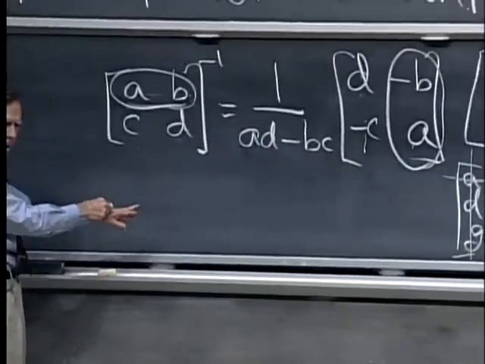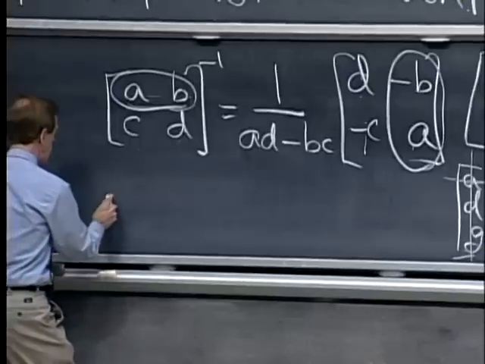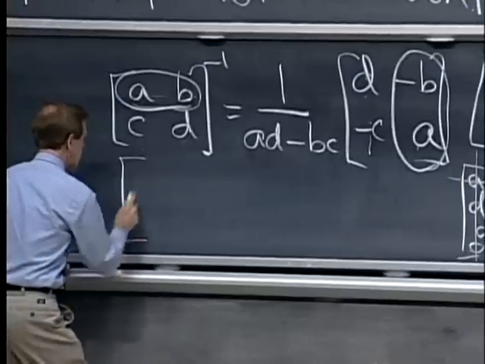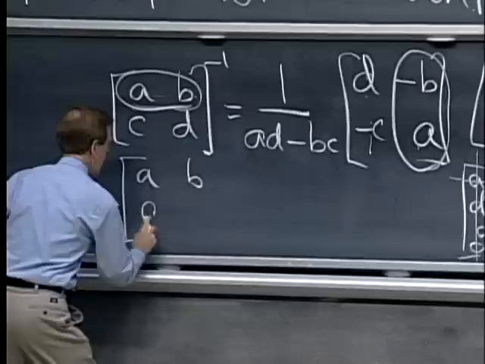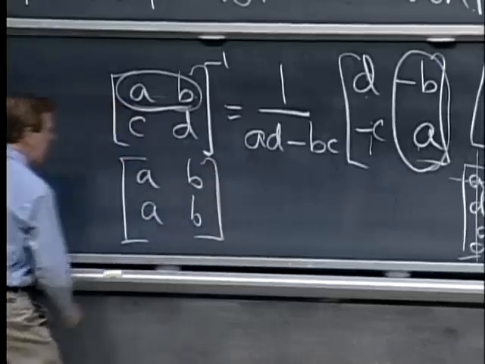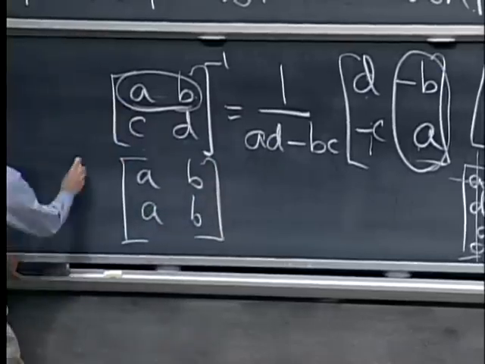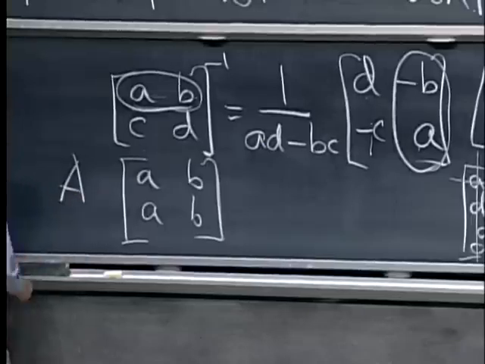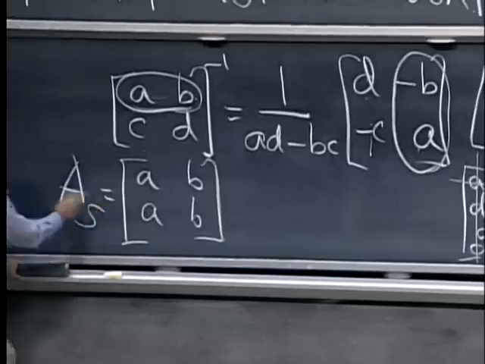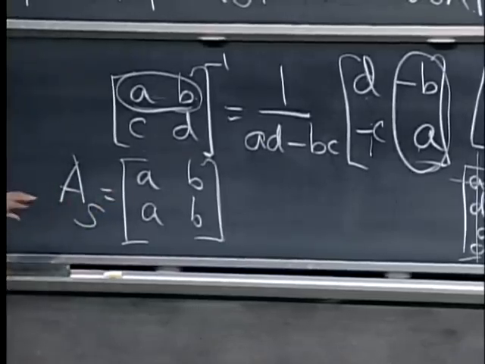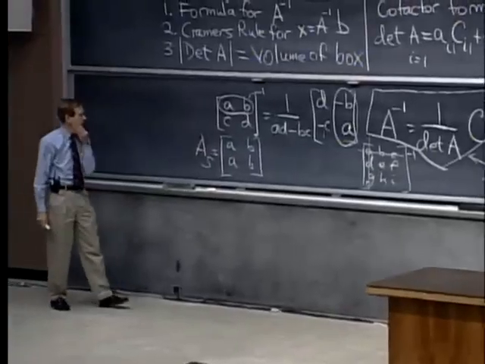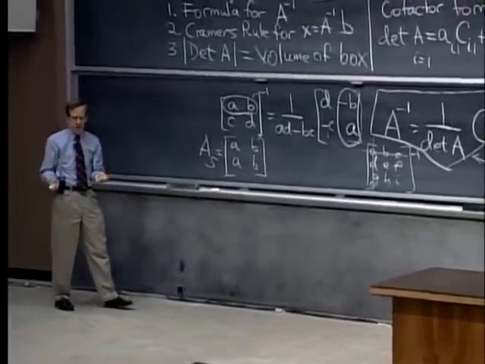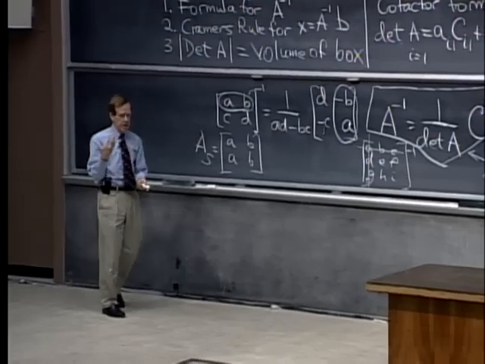let me look at the matrix A, B, A, B. Let me call that matrix A, S. A screwed up. Okay, so now that matrix is certainly singular. So if we find its determinant, we're going to get 0.